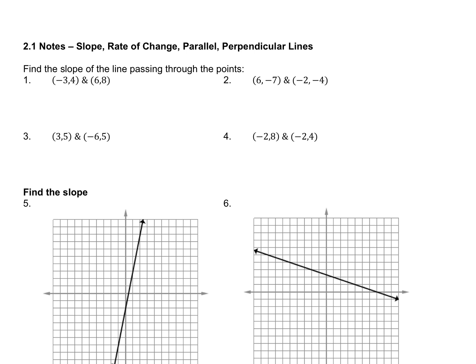We're going to start unit 2 out with talking about slope, rate of change, parallel, and perpendicular lines. So slope and rate of change kind of go together. The slope is how we create a line, the depth of that line, and the rate of change is the rate at which that line is changing. So it's kind of the same thing.